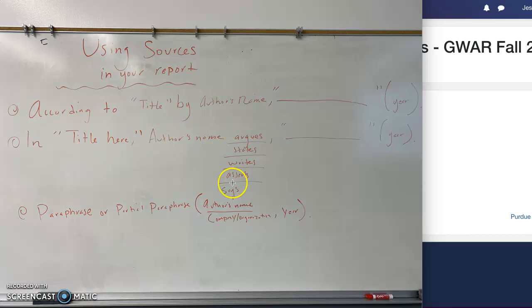Here's another example of how you could do it. If you're just using paraphrase and you're not quoting, you still need to cite. Just make sure you have the name of the author, the company, or the organization, comma, and then the year. So that's how you would do that.